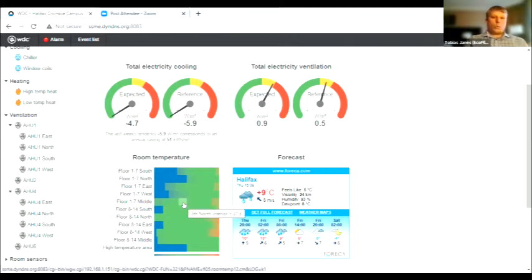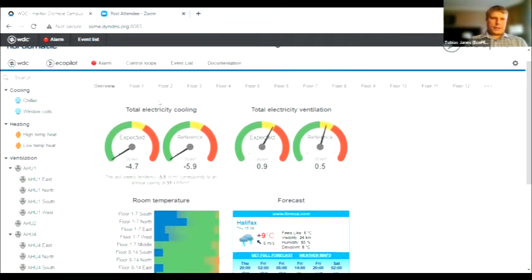Next one, types of systems EcoPilot controls. Down the left side here, in this case, this is a 14-story building built in the 70s, 18,000 square meters or so. And we're controlling the chiller. We're controlling a secondary chilled water loop, which is supplying window coils. We're controlling a high temperature heat loop, which is actually just the boilers, and then a low temp loop, which is a secondary loop off of that.